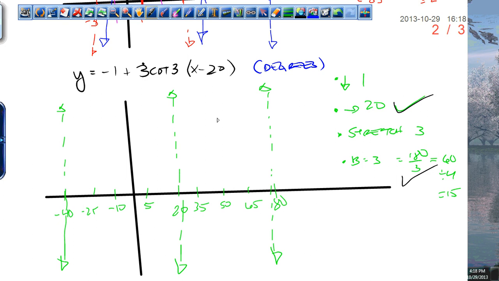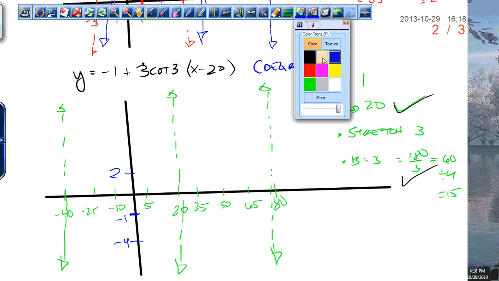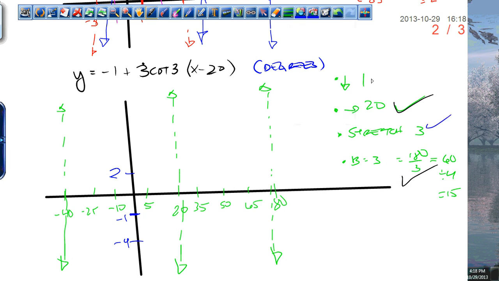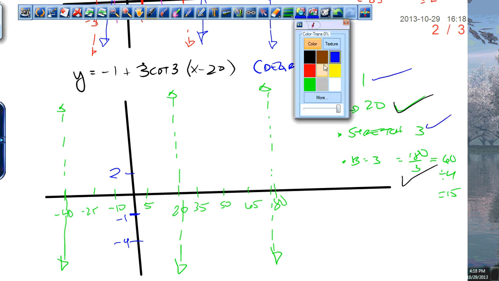Next thing is we move everything down 1. So down 1 instead of being there, so negative 1. And then we have a stretch of 3, so I'm going to go down to negative 4 and up to positive 2. And looks like we're about ready to graph this thing. So I've dealt with the stretch of 3. Now we start plotting points.